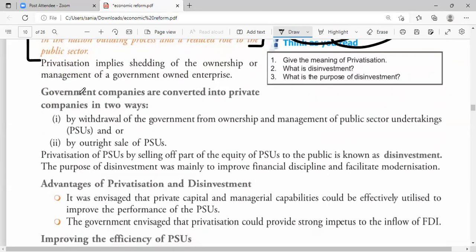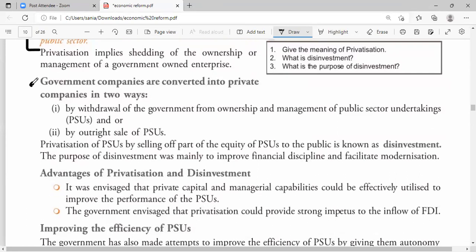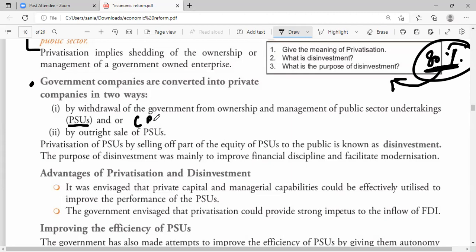Now, what I told you is that 80% of the companies were under government control. So now you need to convert these into the private sector. Government companies are converted into private companies in two ways. First, by withdrawal of government from ownership and management of public sector undertakings, which is PSU. This is known as privatization. You can see the spelling from here.